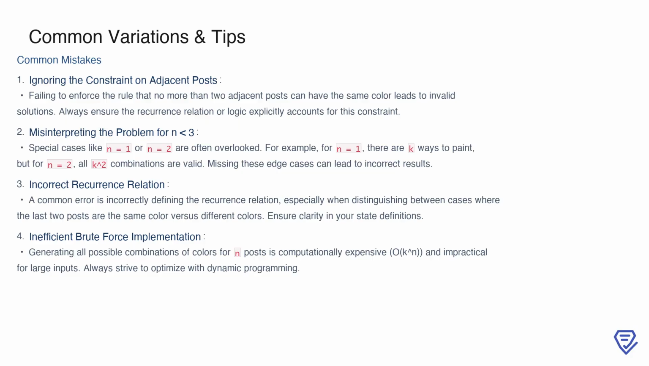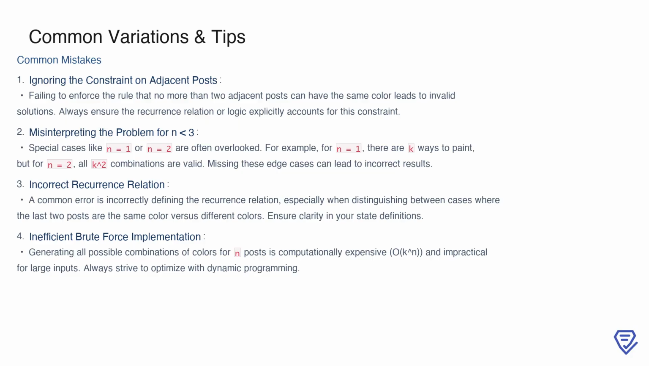It's crucial to ensure that your recurrence relation or logic explicitly incorporates this constraint. Another frequent issue is misinterpreting the problem for smaller values of n, like n equals 1 or n equals 2. For example, when n equals 1, there are k valid ways to paint the post, but for n equals 2, there are k² combinations since each post can freely choose any color. Overlooking these edge cases often leads to incorrect results.